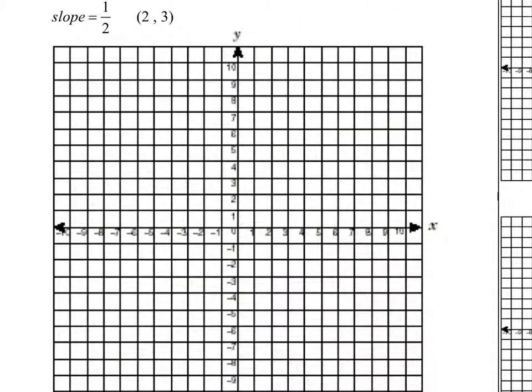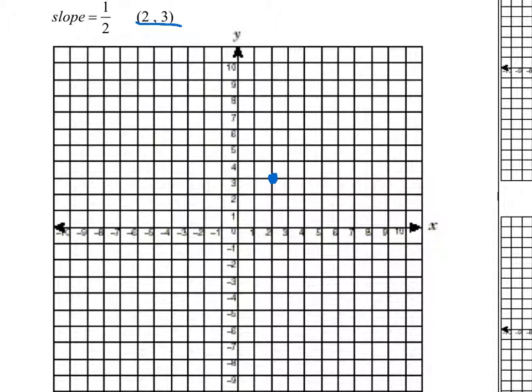Now, if I tell you I have a line that has a slope of 1/2 and a point on it is (2, 3), what do you think the first thing I should do is if I want to graph that line? Plot the coordinate. Okay, so we're given 1 point that's on the line. Absolutely.